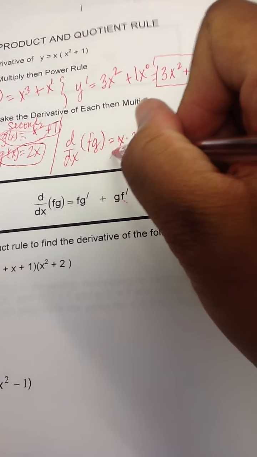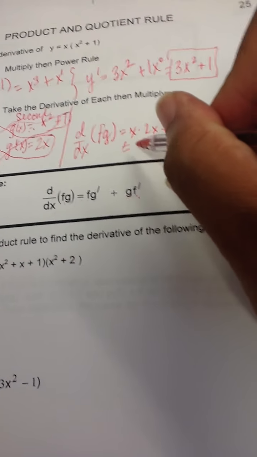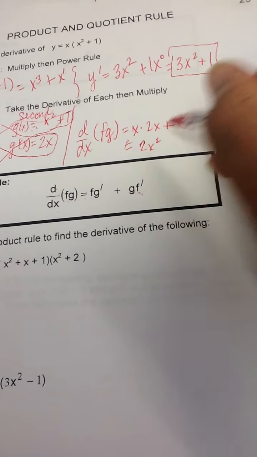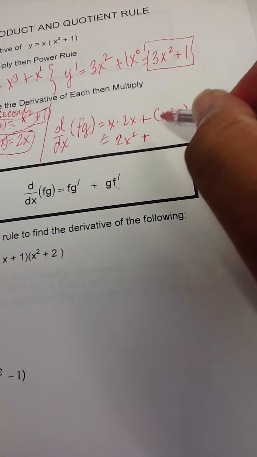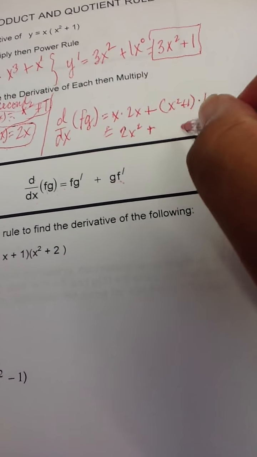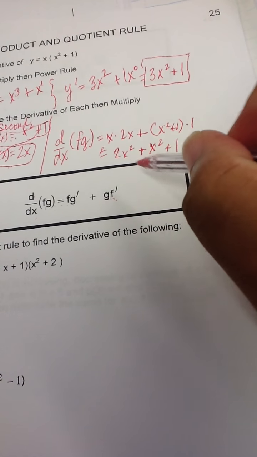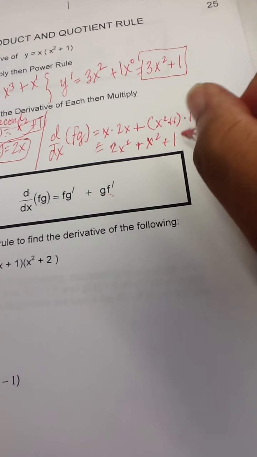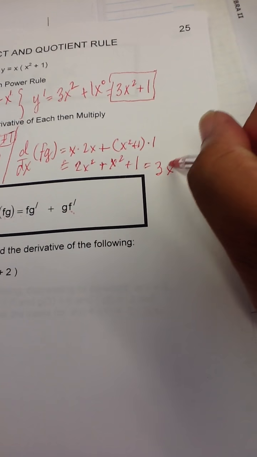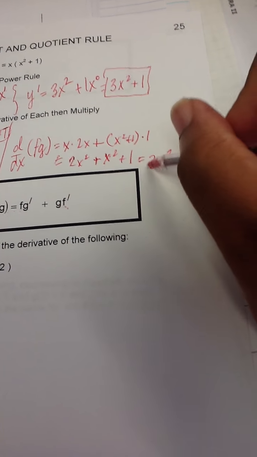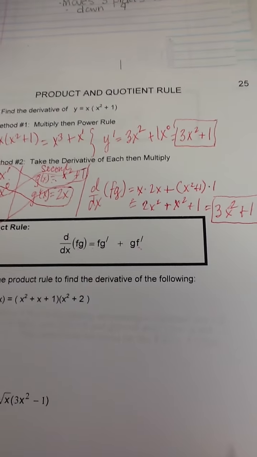So then what am I left with? If I simplify that, I'm left with x times 2x. That's 2x squared. Then plus, the 1 is being multiplied to each one of those in the parentheses, so that's x squared plus 1. Then I see I have like terms, 2x squared plus x squared is 3x squared. So that's 3x squared plus 1. So I come up with the same thing we got when we did it using the first method.